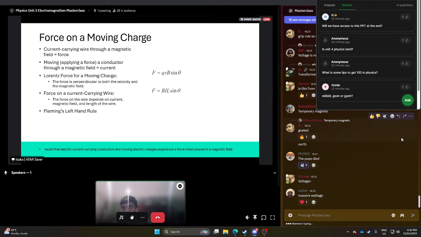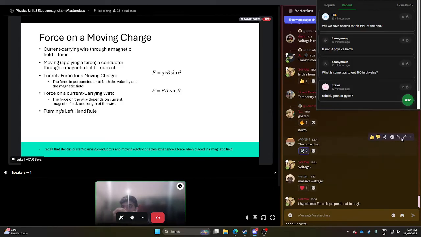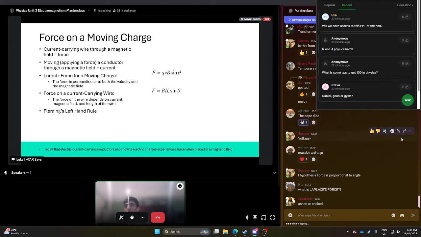So the Lorentz force is a combination. A lot of people have the question, what's the difference between the Lorentz force and the magnetic force? The magnetic force is a part of the Lorentz force. So the Lorentz force is the magnetic force plus the electric force, right? Because the magnetic force is purely by the magnetic field, right?